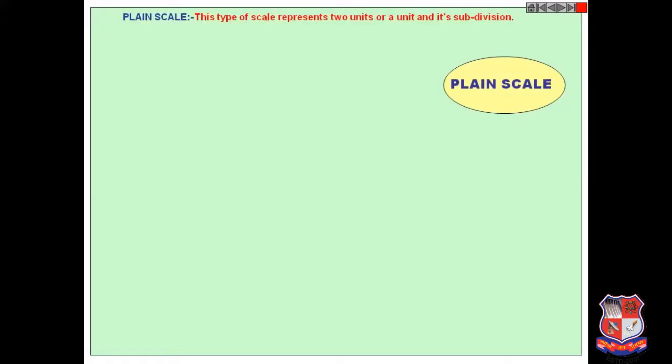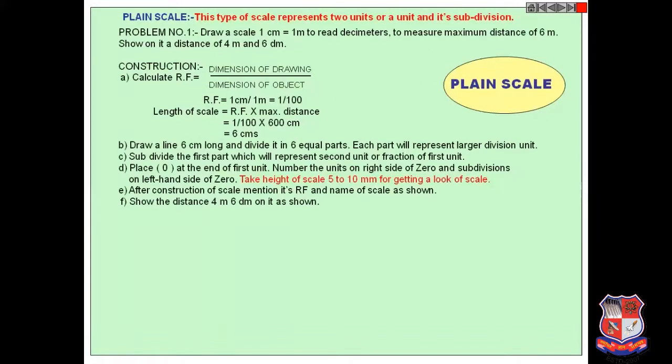Plane scale. This type of scale represents two units or a unit and its subdivision. Okay, plane scale represents two units or a unit and its subdivision. So problem number 1: draw a scale 1 centimeter is equal to 1 meter to read decimeter, to measure a maximum distance of 6 meter, and so on.